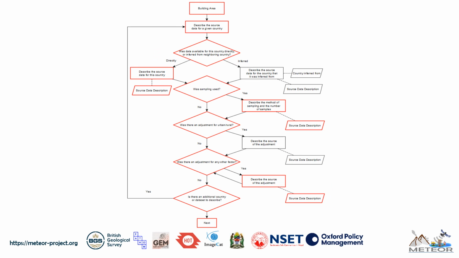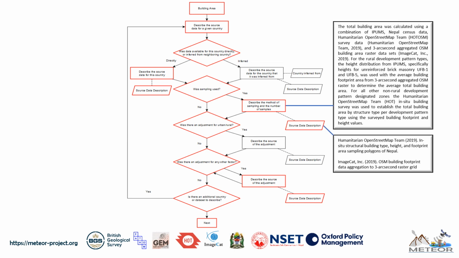For the building area, data was collected from multiple sources and applied in separate geographies to estimate building area. As with the building height, the total building area was calculated using a combination of IPUMS, Nepal census data, the Humanitarian OpenStreetMap team survey data, and a 3 arcsecond aggregated OSM building area raster created by ImageCAD.